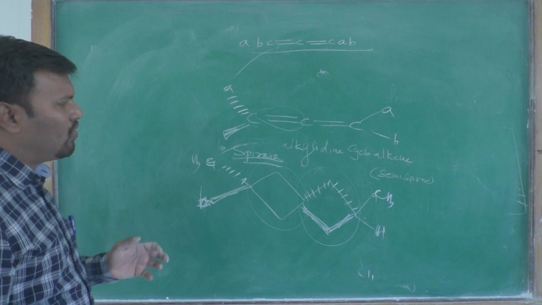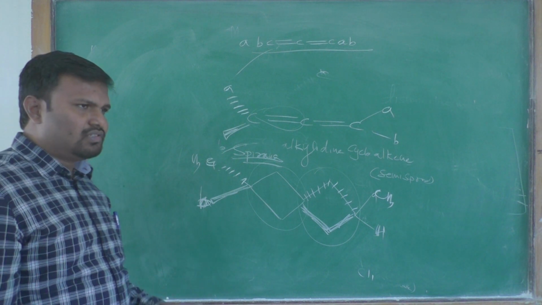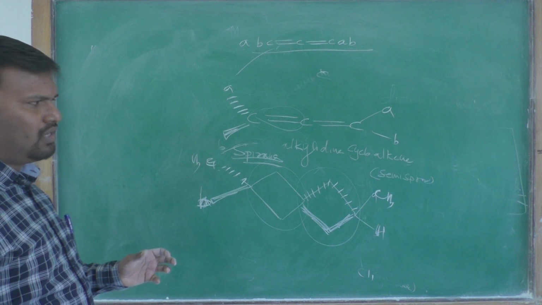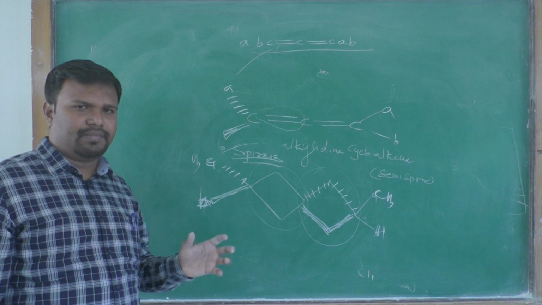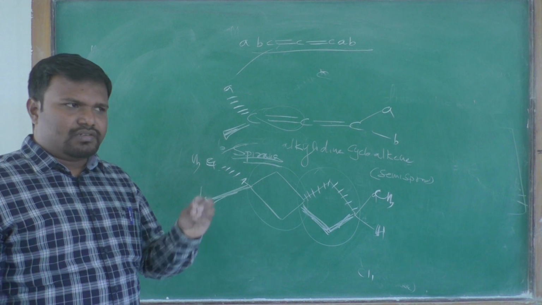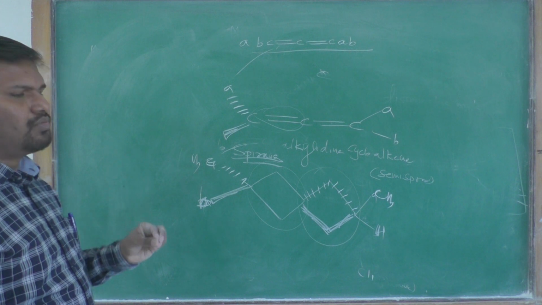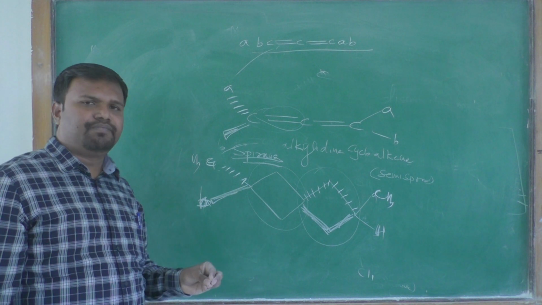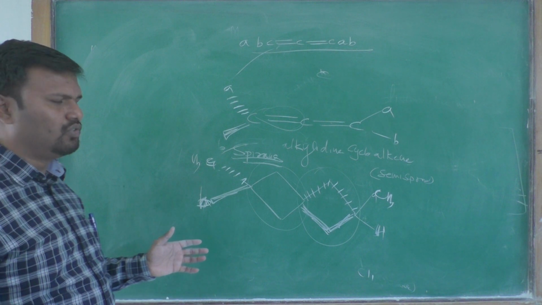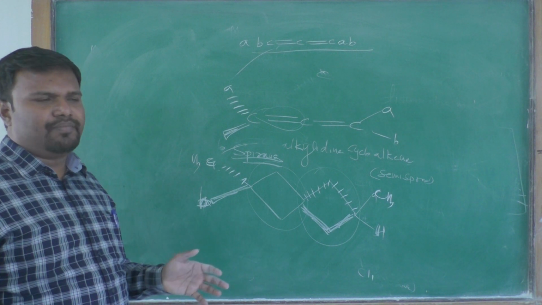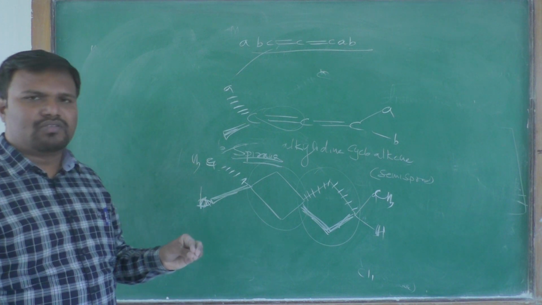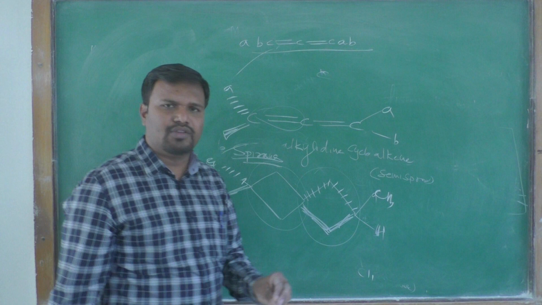This is all about the allenes and the spiranes, where a stereo center is not present, but they also show optical activity on the basis of the axis of chirality, or stereo axis. That stereo axis is produced due to the elongation of the tetrahedral carbon. This is all about the allenes and the spiranes. Thank you very much.